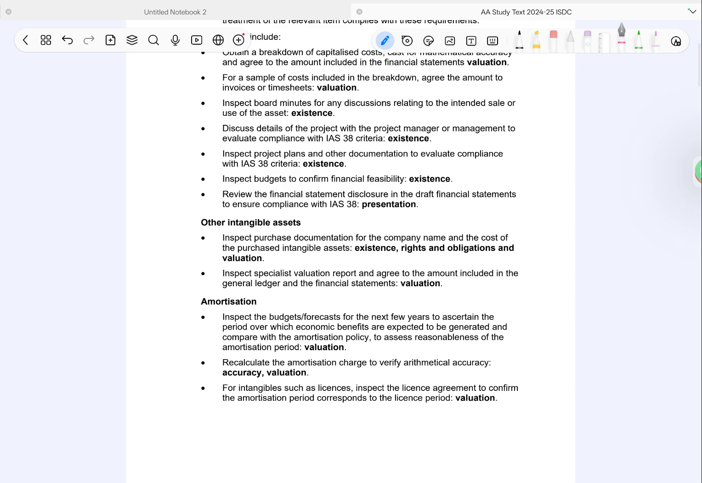For other intangible assets, purchase documents help confirm ownership and cost, while valuation reports support the carrying value. Finally, amortization must be checked. The auditor should assess whether the amortization period is reasonable based on expected future benefits and recalculate the charge to ensure accuracy. For assets like licenses, the amortization period should match the license duration.